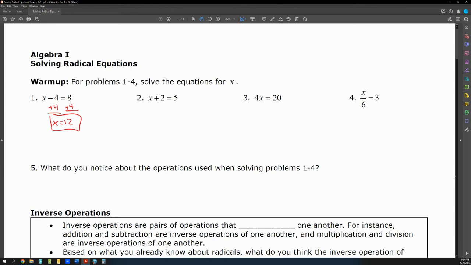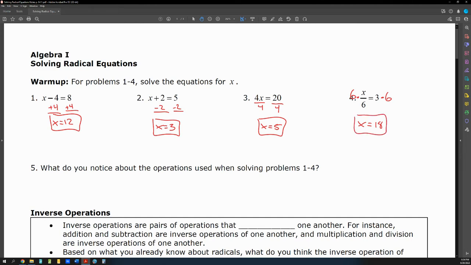Number 2, x plus 2 equals 5. To solve, we subtract 2 from both sides, so we get x is equal to 3. Number 3, 4x equals 20. We solve by dividing both sides by 4, and we get x is equal to 5. And last, x divided by 6 equals 3. We solve by multiplying both sides by 6, and we get x is equal to 18.